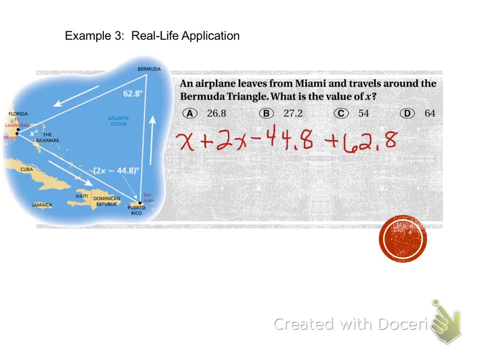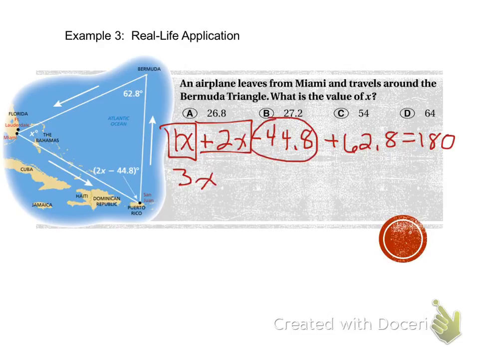And remember, when we add all the angles of a triangle together, it is equal to 180. So when we combine like terms, remember we've got an x here and a 2x here, and whenever you have no coefficient, it's a 1 there. So we have 3x, and we've got a negative 44.8 plus 62.8, which is going to actually give me a plus 18. And that's going to equal my 180.